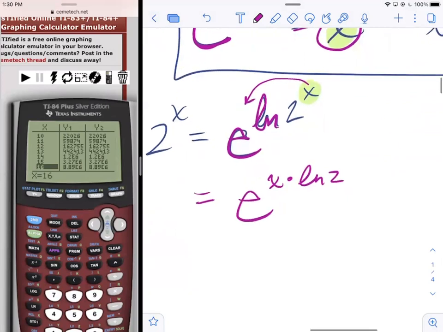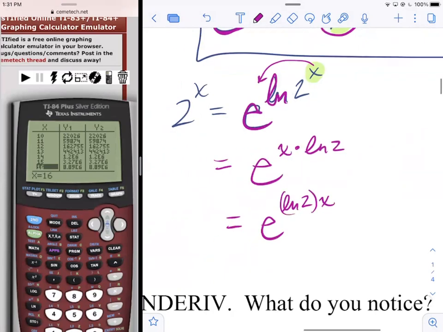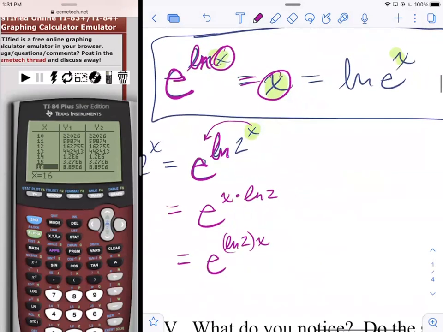And now by the commutative property, I'm going to rewrite that in the top as e to the (natural log of 2) times x. Why did I put the natural log of 2 in parentheses? Because it's a number, right? And if I just put natural log of 2x, you might think the argument is 2x. It's just a number, natural log of 2 times x. Now I know how to take the derivative.